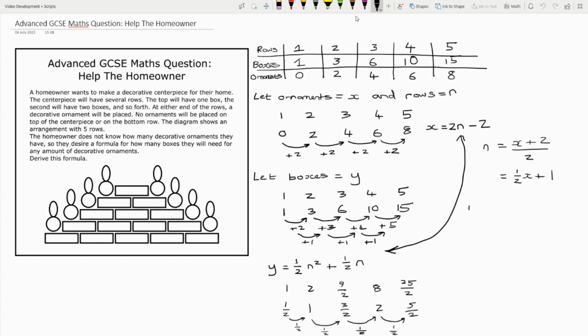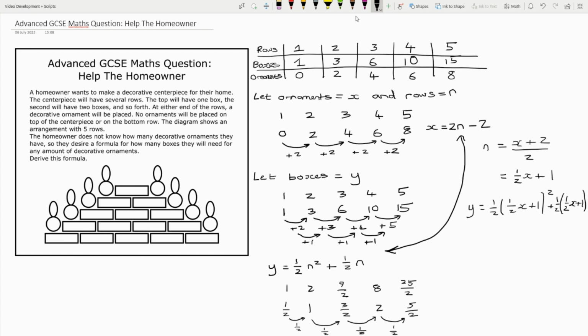So y is equal to half of half x plus 1, all squared, plus half of x plus 1, and then we need to expand the brackets.